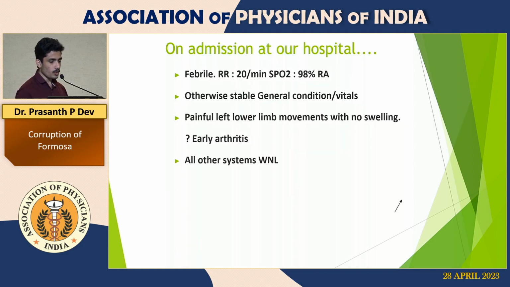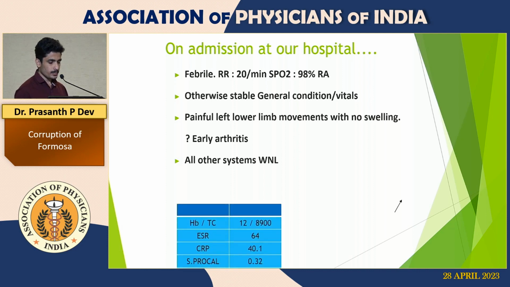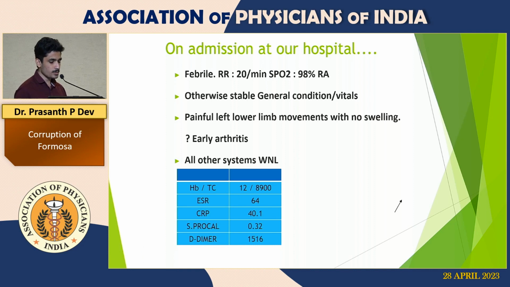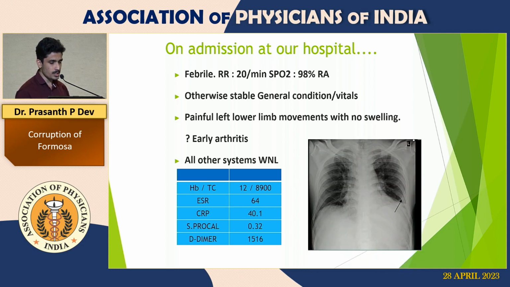So on admission at our hospital, he was febrile with a respiratory rate of 20 per minute and saturation 98% on room air. Otherwise his general condition and vitals were stable. He had painful left lower limb movements with no swelling, suggestive of an early arthritis stage, and all other systems were within normal limits. Relevant investigations from our hospital include an elevated ESR and CRP with procalcitonin of 0.32 and D-dimer elevated at 1516, with chest X-ray showing minimal left-sided lower infiltrate.